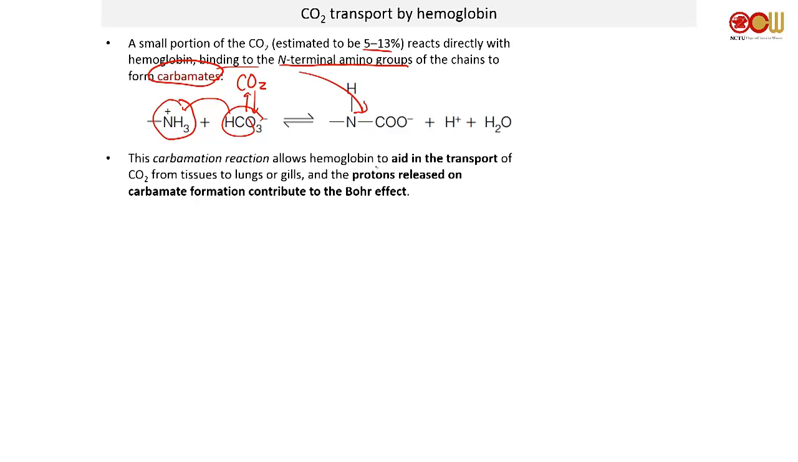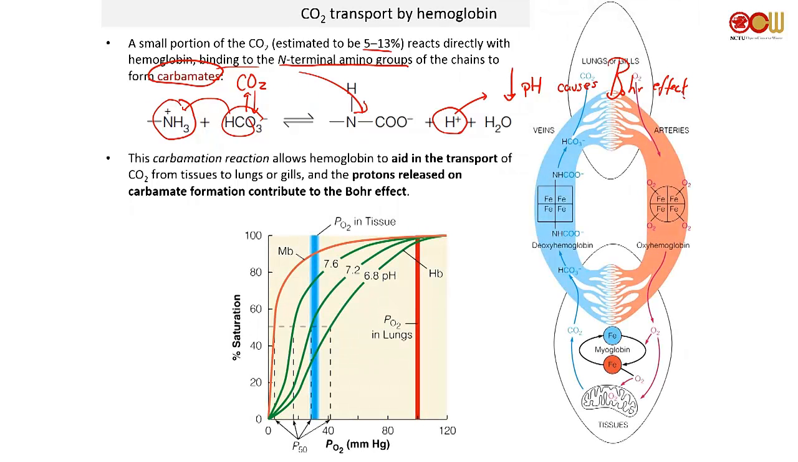And in this process, the proton here is released through this carbamation reaction, and this also decreases pH and then causes your Bohr effect. So, Bohr effect. In summary, what we have here.